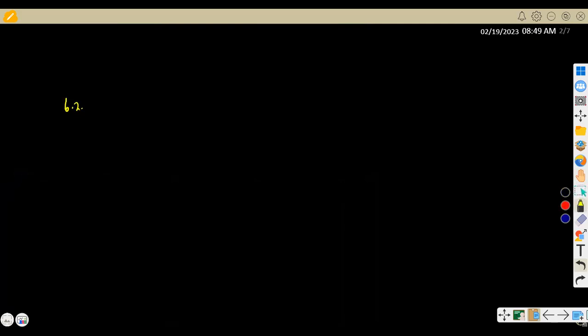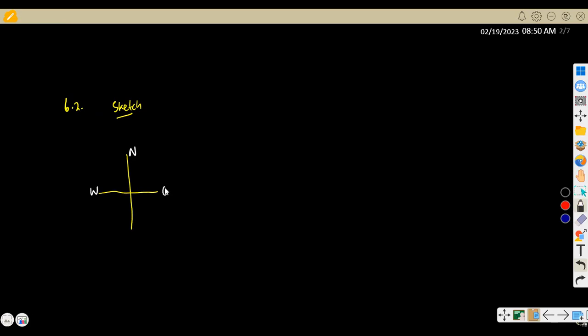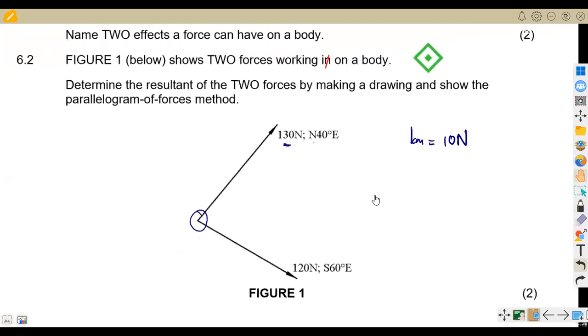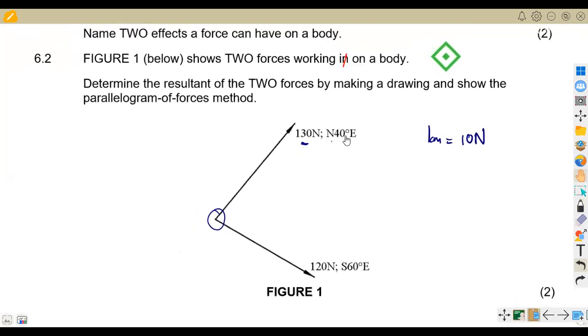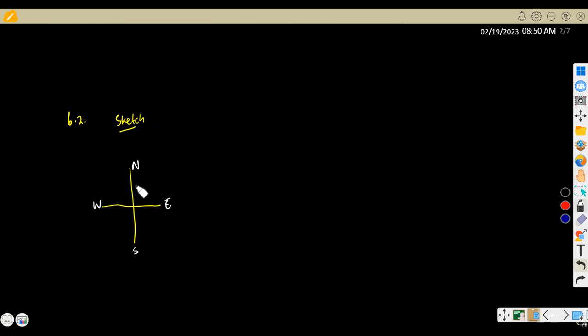So I will present it later on. We have got our north here, and we've got north, west, east, and south. The first one, we are given, is north 40 degrees to the east, which means we are referring to between north and east. So you measure 40 degrees from north to the east. In between here we must have an angle of 40 degrees.